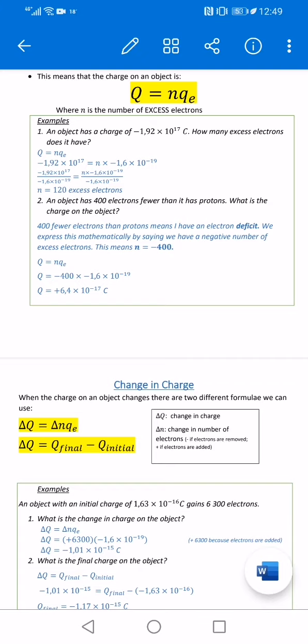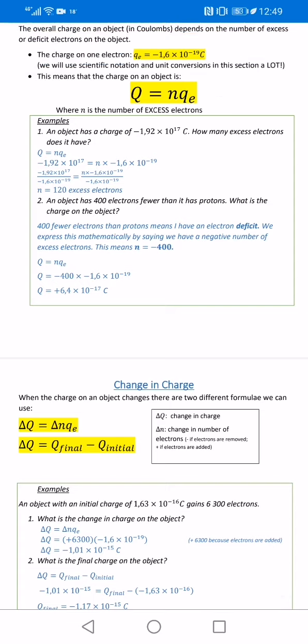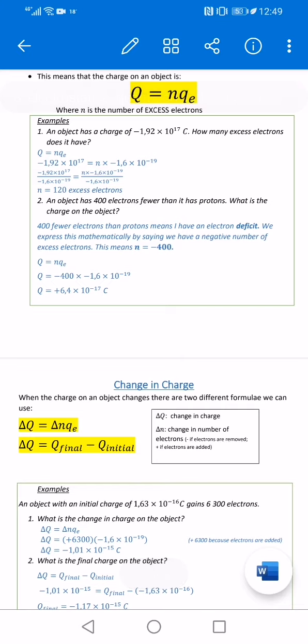This means that we have an electron deficit. And when you have an electron deficit, you express that mathematically by saying you have a negative number of excess electrons. So in this question, n is going to be a negative number because we have an electron deficit. So that's what we wrote up here next to the formula. Okay, so n is equal to negative 400, and the question is to determine the charge on the object.